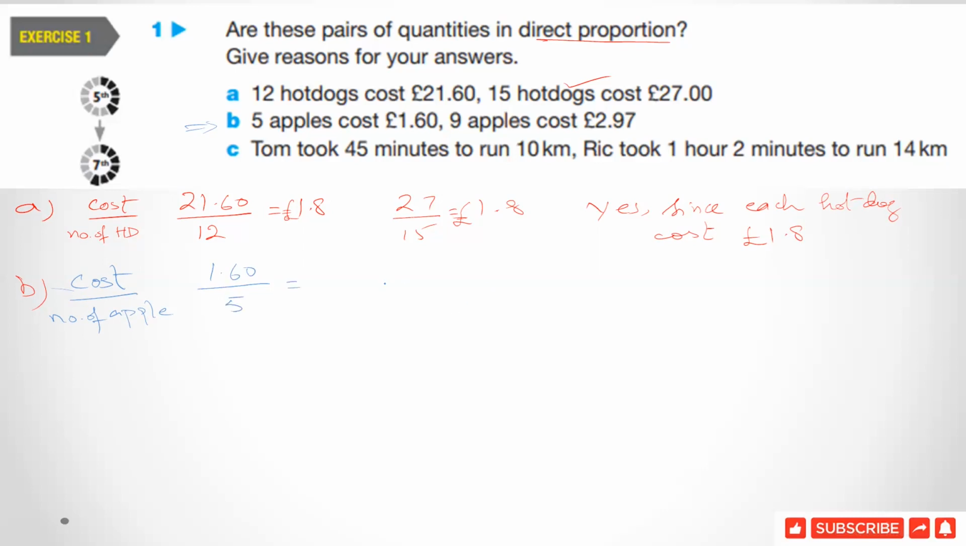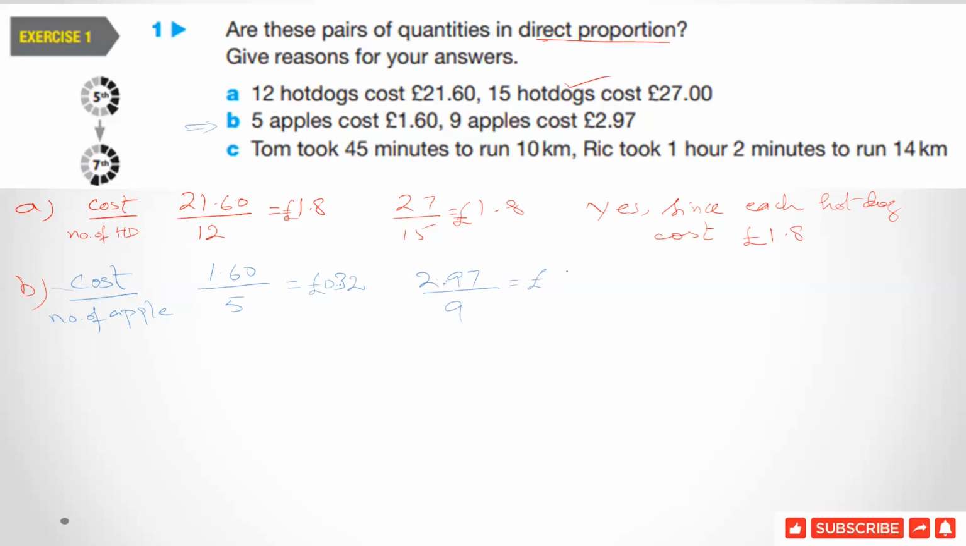You check with a calculator and find out the proportion for 2.97 divided by 9. There are two categories given for the cost and the number of apples. So here it will be 1.60. When I divided it, I got here dollars 0.32.